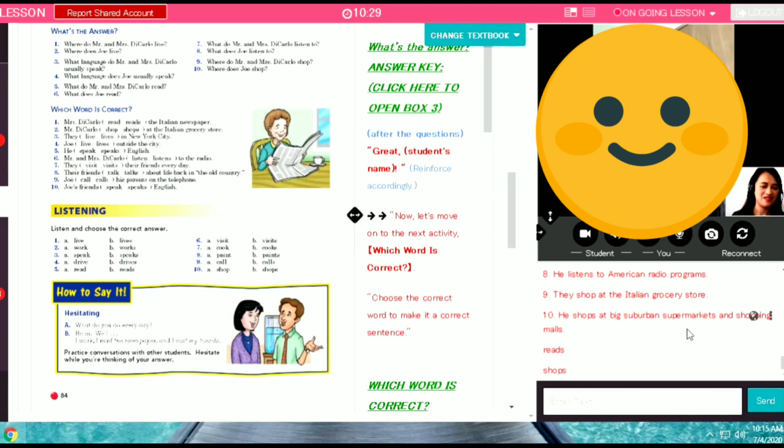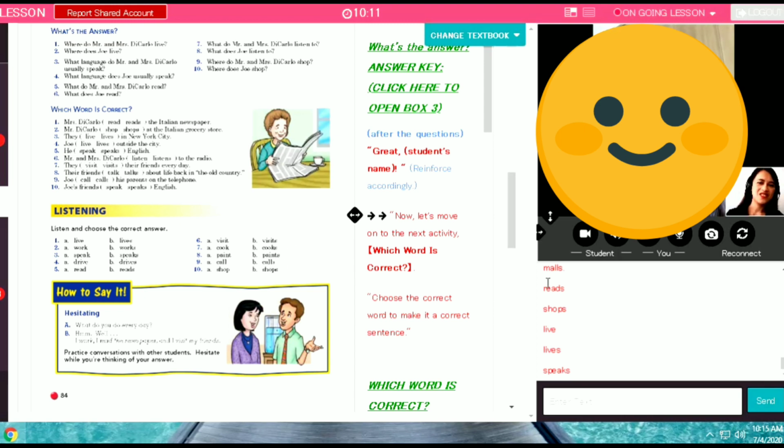They live in New York City. Very good. Number four. Joe lives outside the city. Very good. Number five. He speaks English. Very good. Number six. Mr. and Mrs. DiCarlo listen to the radio. Very good. Number seven. They visit their friends every day. Very good. Number eight. Their friends talk about life back in the old country. Very good. Number nine. Joe calls his parents on the telephone. Yes, very good. And the last number. Joe's friends speak English.